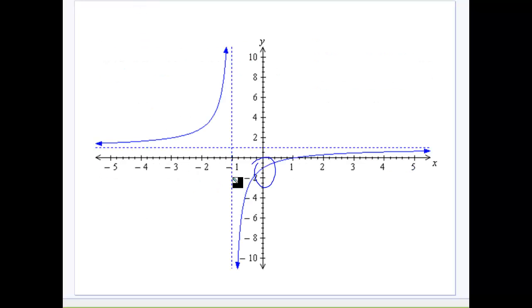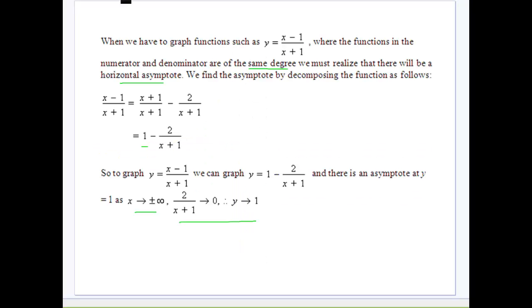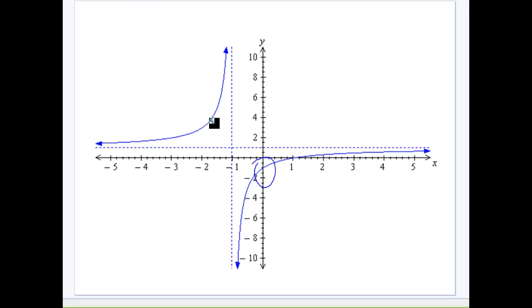So if we're looking at something like that, what's our function going to look like? Again, we've got basically 1 minus 2 on x plus 1. Now we know how to draw up minus 2 on x plus 1, and then we shift it up 1 unit. So it's approaching the asymptote of 1 there.